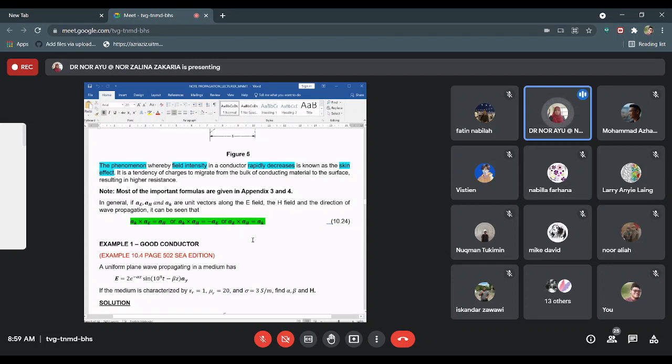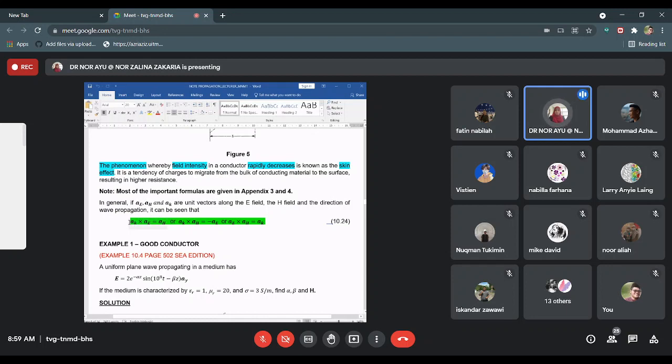Or if it's counterclockwise, it will be in the negative direction. So the same goes for this one. The only thing you need to know is that, like I said just now, the direction of the wave is in the z direction, the direction of E is in the x direction, and the direction of your H will be in the y direction. So you can see here, if K cross E, you will get H.